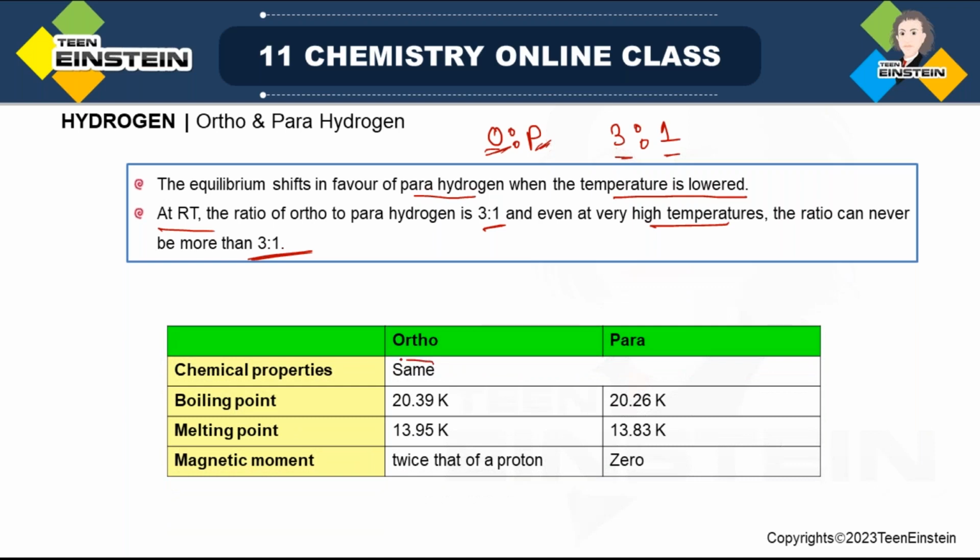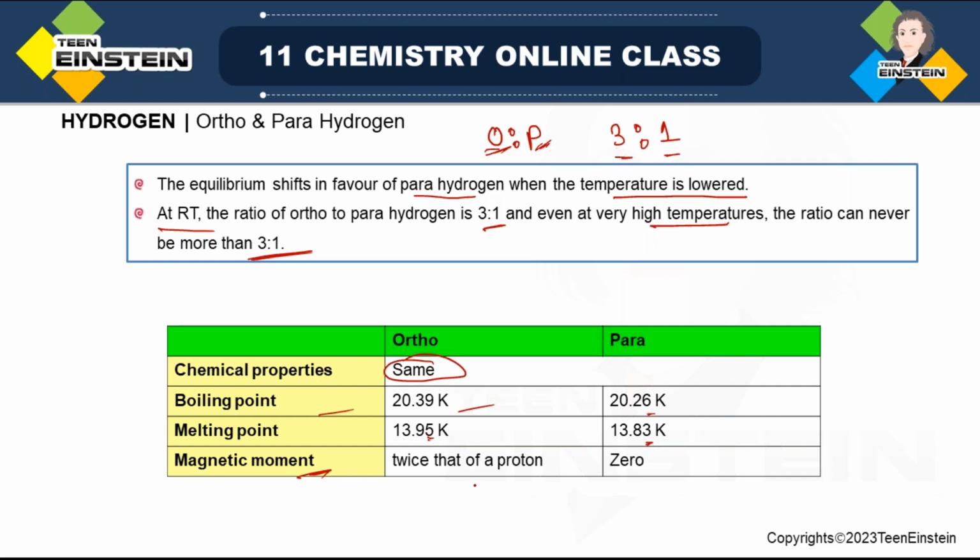Chemical properties are the same, as I have said. It is the property of the nucleus, and nuclear spin is not affected by whatever chemical processes are occurring. Chemical processes are all about electrons. Boiling point has a slight difference. It is slightly less for the para form. The melting point is also slightly less.